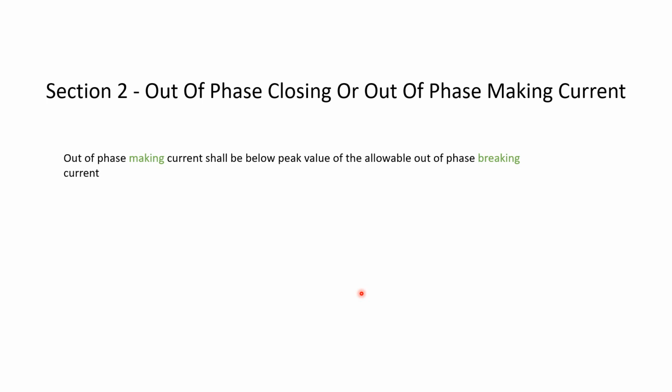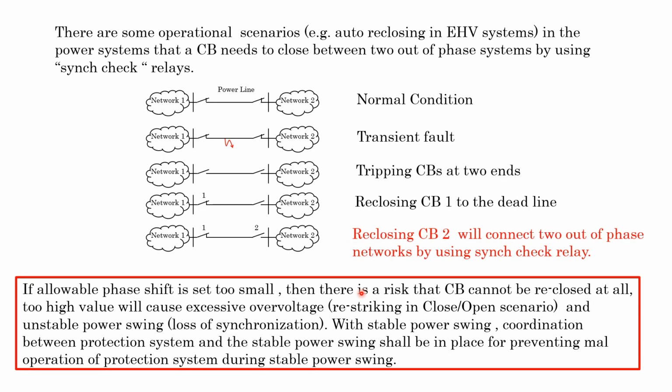So section 2 is out-of-phase closing, or out-of-phase making current. It's a different type of approach here. Out-of-phase making current shall be below the peak value of the allowable out-of-phase breaking current. So if we have an allowable out-of-phase breaking current, which is 25% of the short circuit breaking current rating, the crest value of the making current should be less than this.